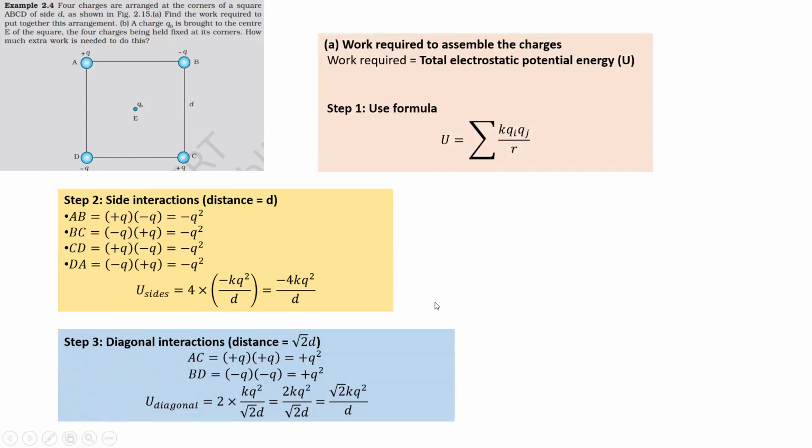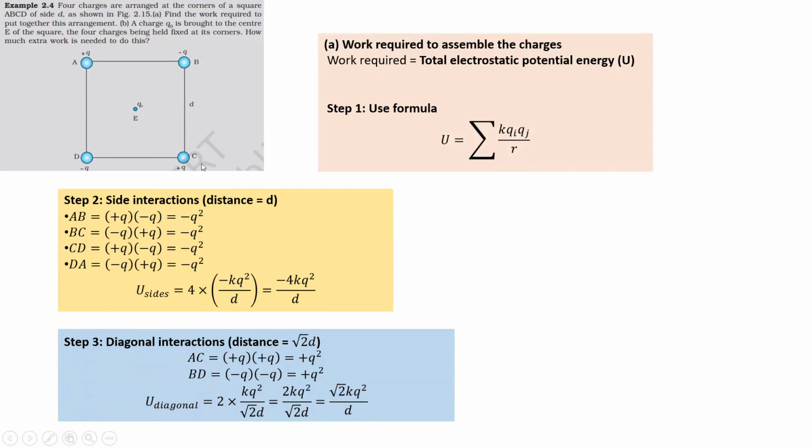Then now, 2 more terms left. That is energy due to diagonal. Energy due to AC as well as energy due to BD. Energy due to AC, so product is Q and Q, Q square. Here also, product of charges is minus Q into minus Q, plus Q square.